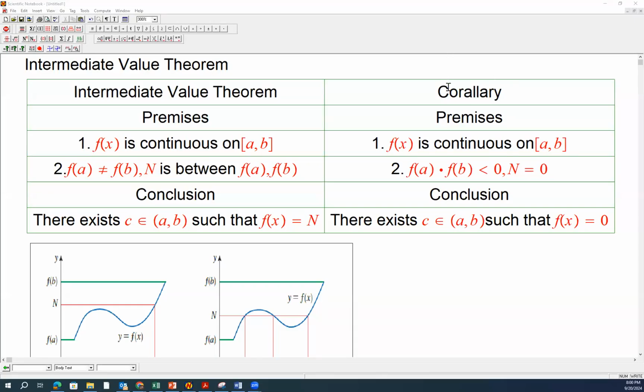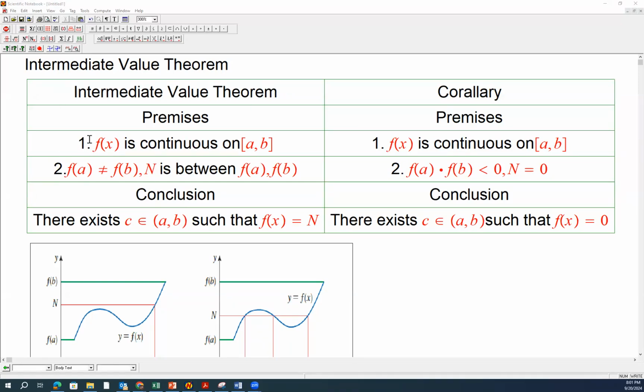Hello, everyone. In this lesson, I wish to go over the intermediate value theorem and its corollary again, in comparison. When you work on this kind of question, it really doesn't matter which one you quote, because either one works. The corollary is a special case of the intermediate value theorem.